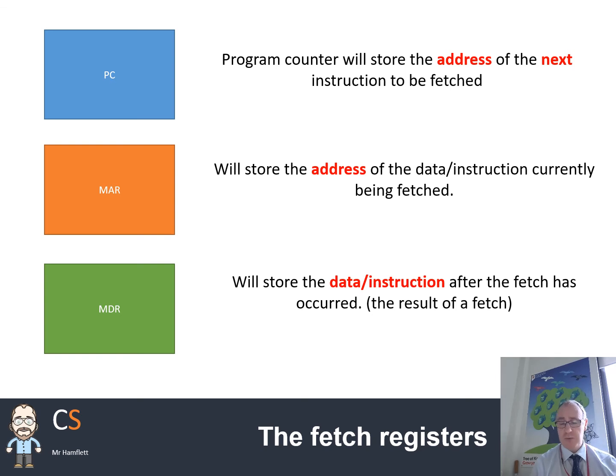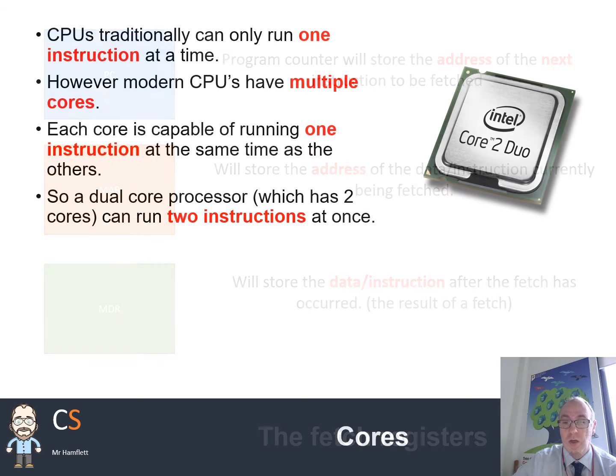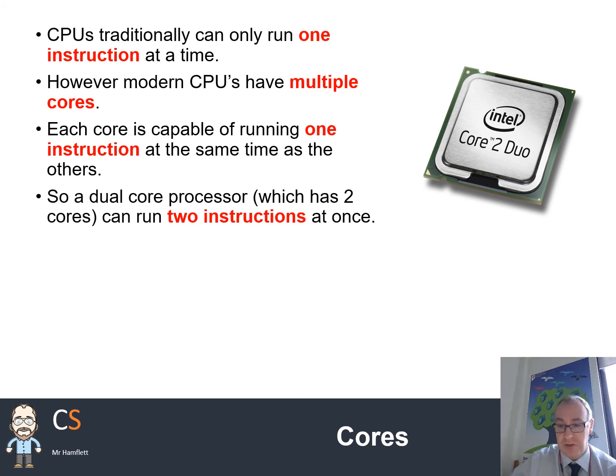So the program counter is always pointed to the next thing I'm fetching. The MAR is pointed to the one I'm currently fetching, and finally the MDR is the result of the fetch. When the instruction has been fetched, that's when it ends up there. Okay, that's the instructions. So now looking at performance of the CPU.